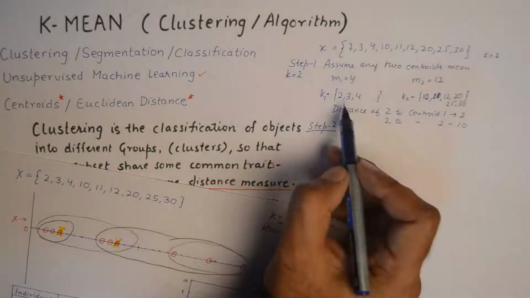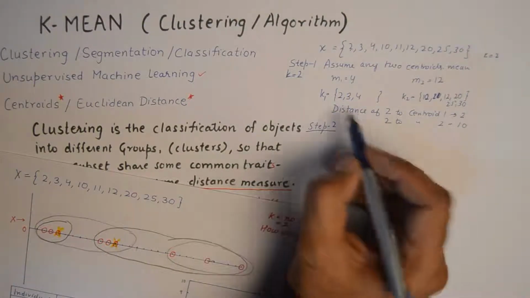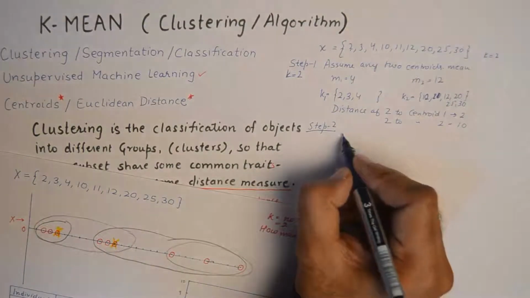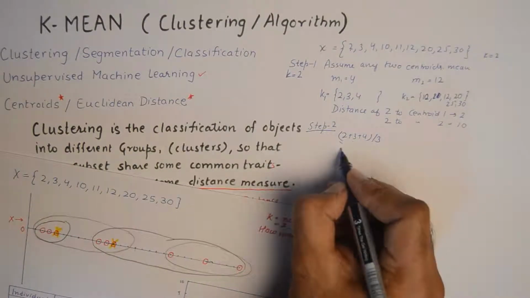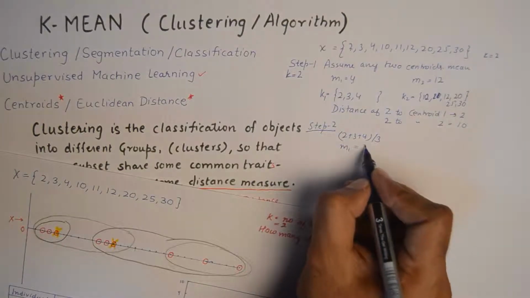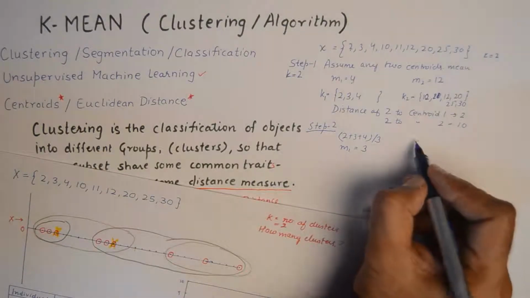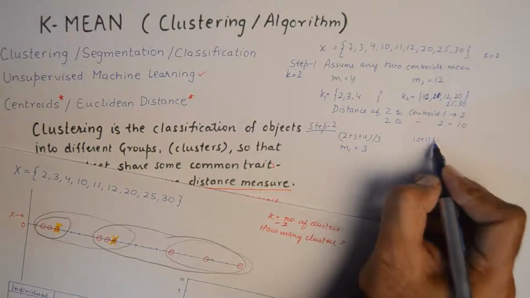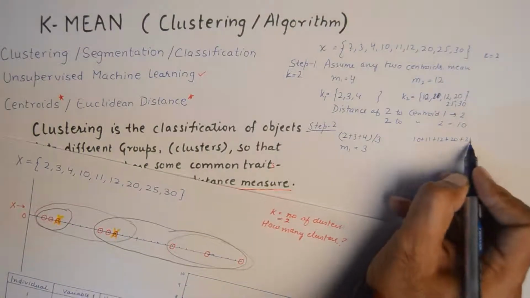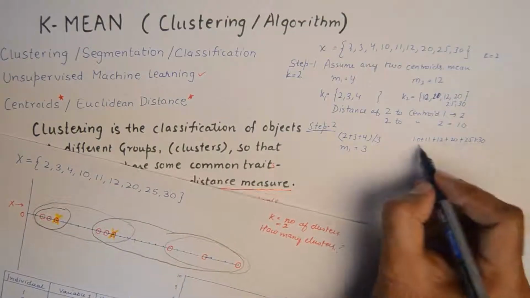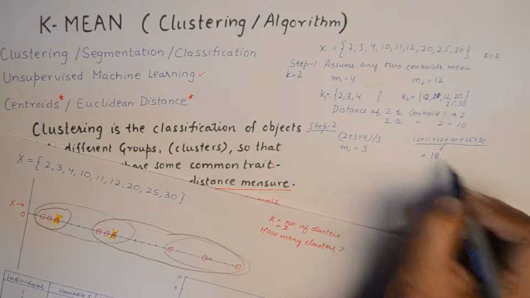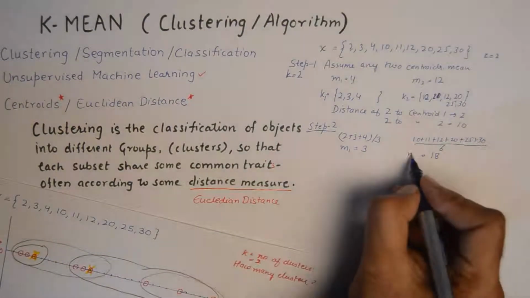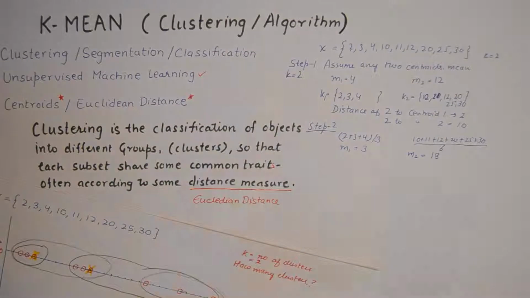So cluster 1 has 3 data points, so finding the mean is easy. You can simply say that it is 2 plus 3 plus 4 divided by 3. So the new mean becomes 3, 9 by 3 is 3, and over here it becomes 10 plus 11 plus 12 plus 20 plus 25 plus 30 divided by 6, so it becomes 18. So now my centroids have shifted to 3 and 18.